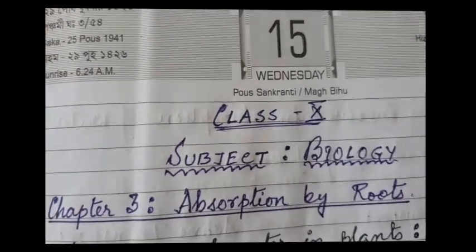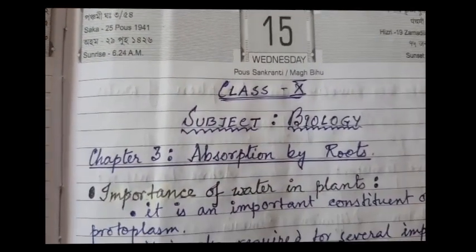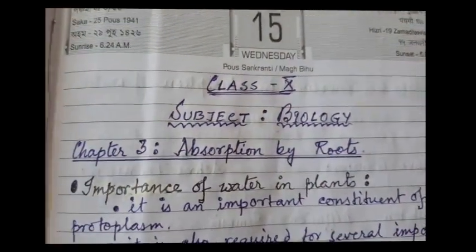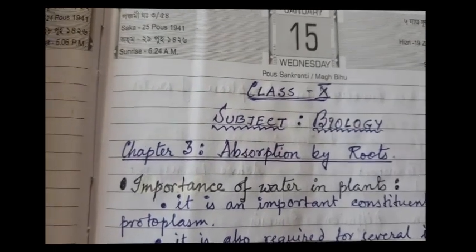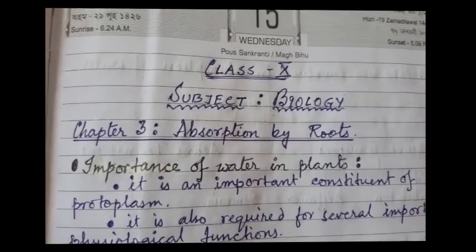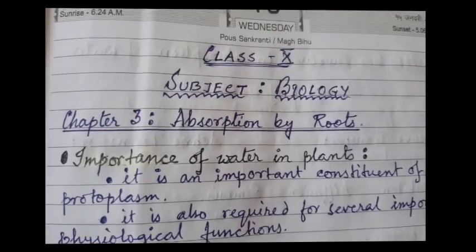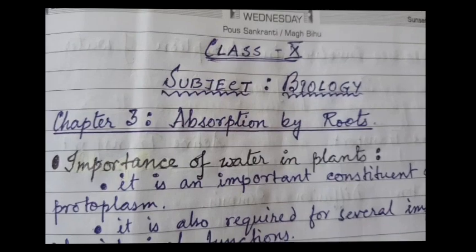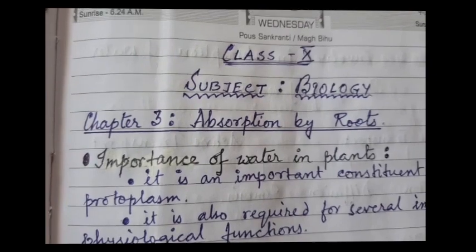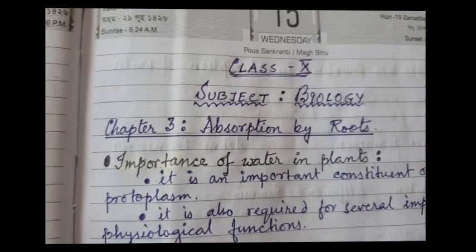Today, I'll start with chapter number 3, Absorption by Roots. Before beginning with the chapter, let us have a short introduction on the topic. What does absorption mean? Absorption means taking in of different substances. In this chapter, first we will learn about the different processes involved in the mechanism of uptake of water along with dissolved minerals. So let us begin our journey of understanding a bit of plant physiology.